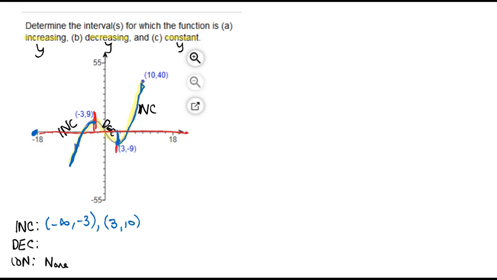Then we have a section of decreasing right here. And that section of decreasing started at an x value of negative 3, and stops at an x value of 3. So from negative 3 to 3, we have decreasing. So remember that these words, increasing, decreasing, and constant, are referring to what's happening with y. But when we write down our intervals, we write down the x's because that's the where part.